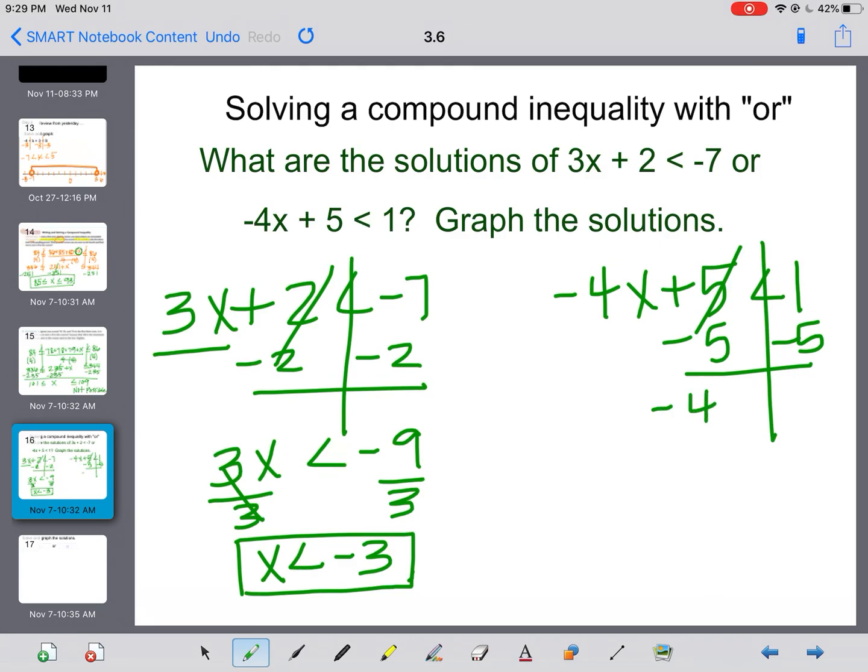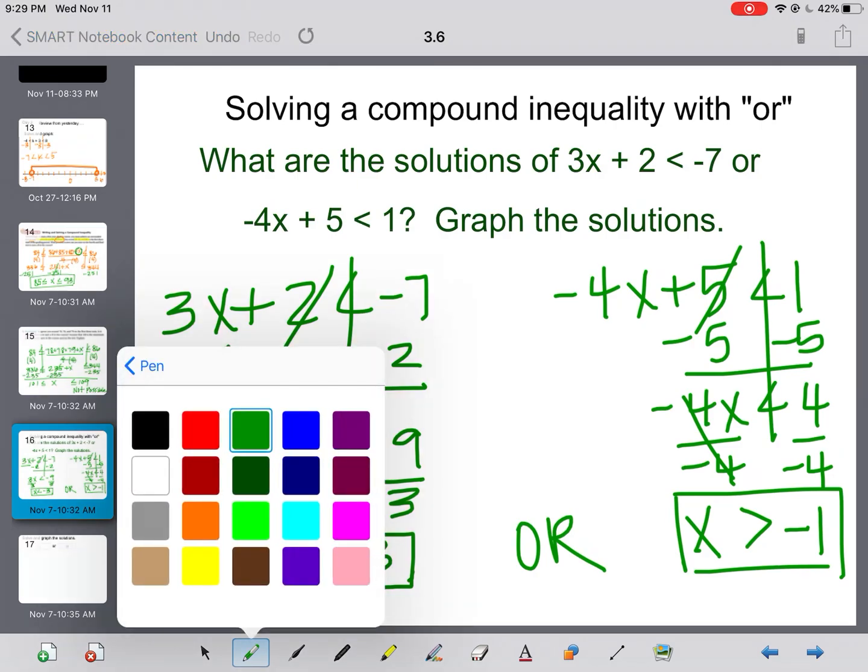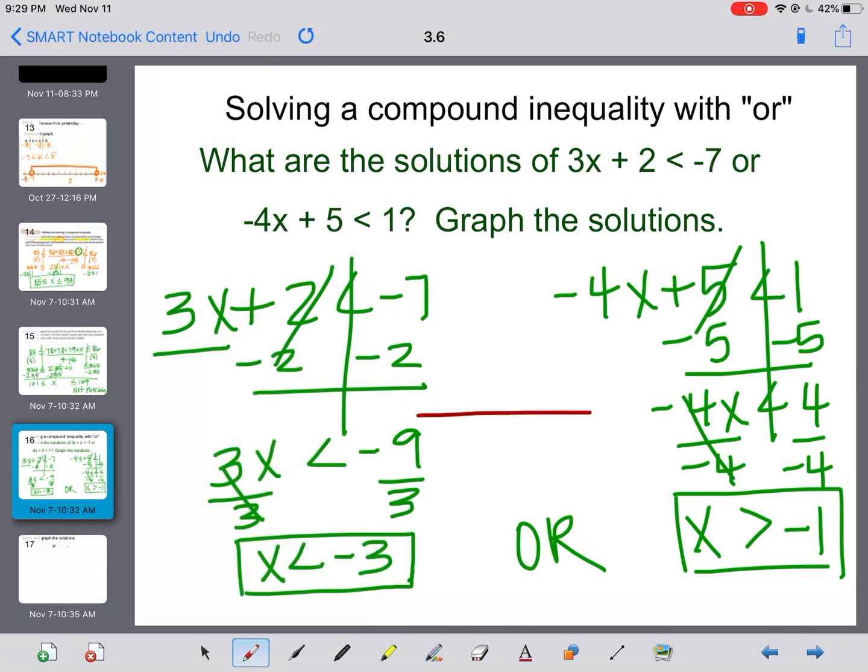The second one said negative 4x plus 5 is less than 1. So I subtract 5. Leaving me with negative 4x is less than 4. Divide by negative 4, and because I'm dividing by a negative, I'm going to switch my sign to get x is greater than negative 1. The big or in the middle.